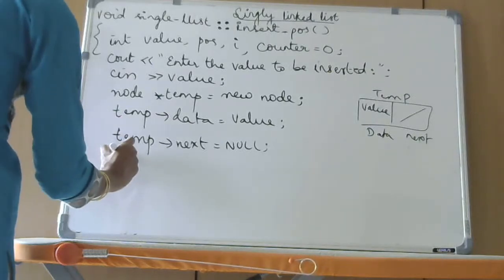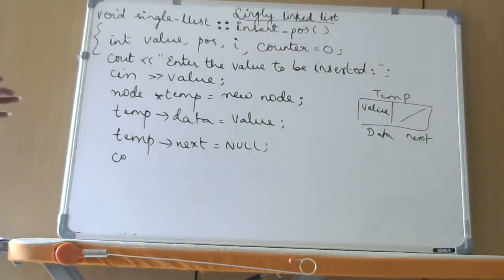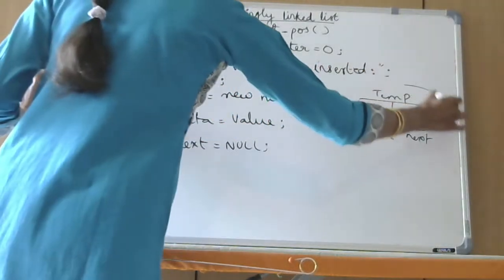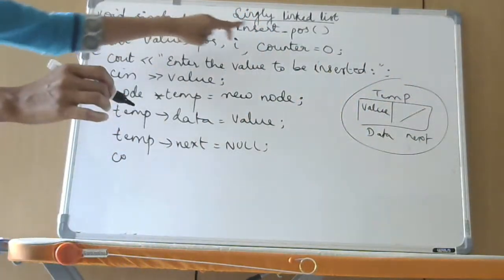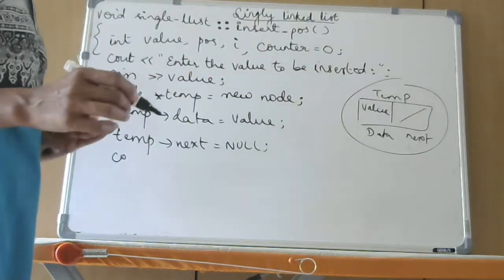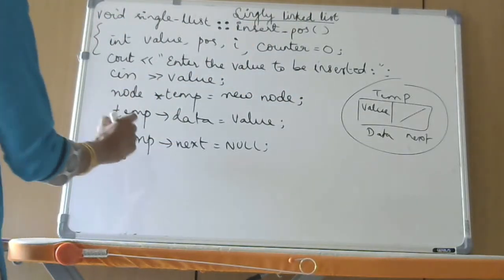Now what should I accept? I should accept at which position you want to insert this particular node. This node is ready. I have to insert at a point. So at what position I want to insert, that I should accept, is it not? So cout.